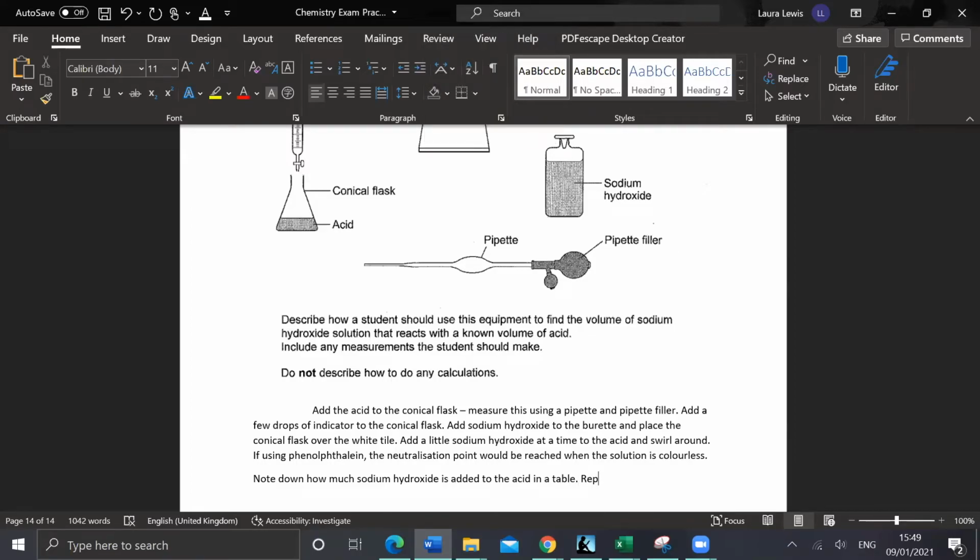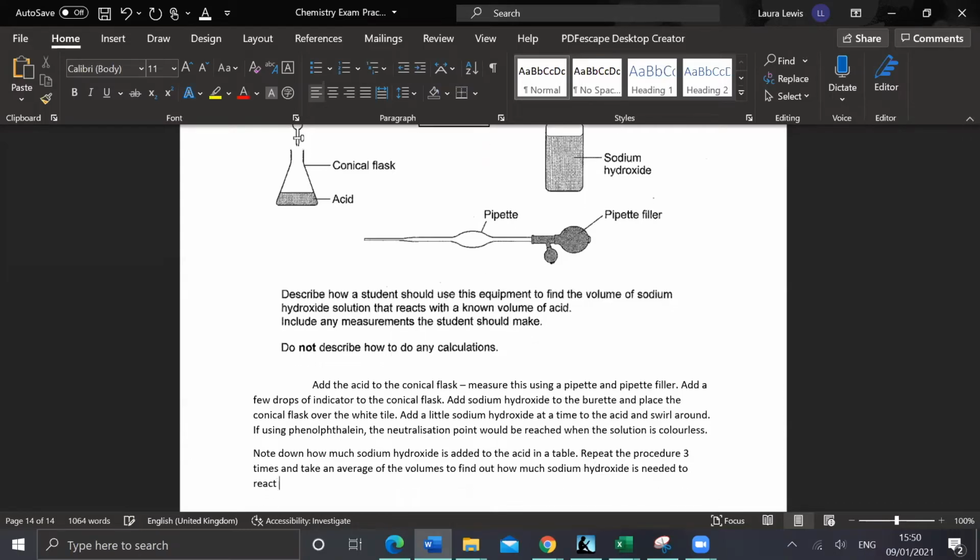Repeat, so if you're going to be very scientific about it, repeat the procedure 3 times and take an average of the volumes to find out how much sodium hydroxide is needed to react with an acid to achieve neutralization. So yeah, there are a few things for neutralization reactions.